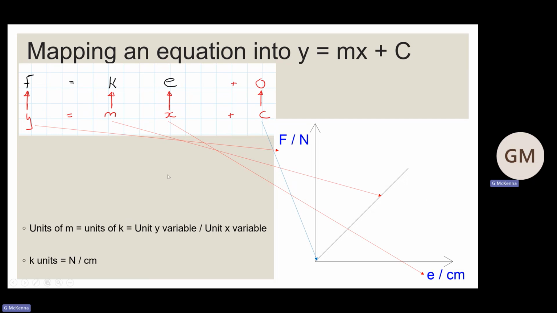Now, tying back into one of the previous videos, the units of m, the gradient, in this particular example are equal to the units of k, and they're always going to be the units of your y variable, newtons, divided by the units of your x variable, which happen to be centimeters. And so the units of the gradient, which is really the units of k in this instance, is equal to newtons divided by centimeters. And you might just want to copy down those notes into your notebook as well.